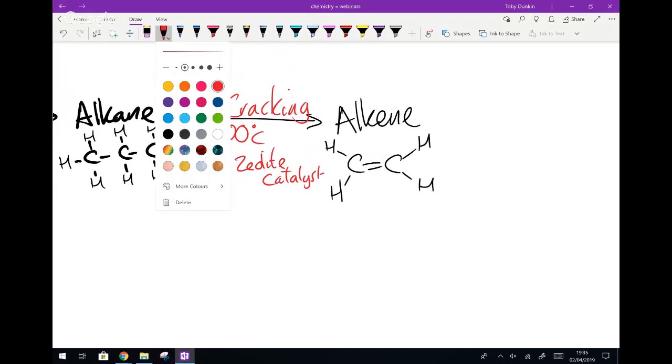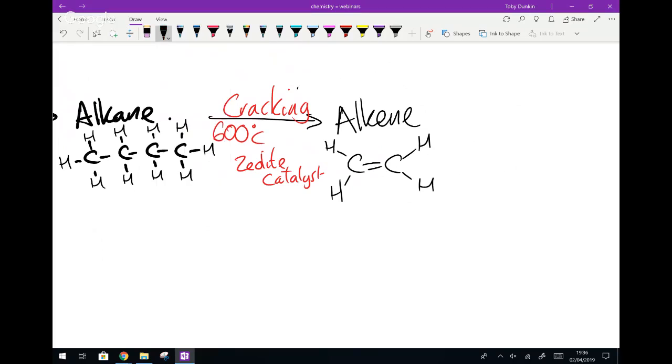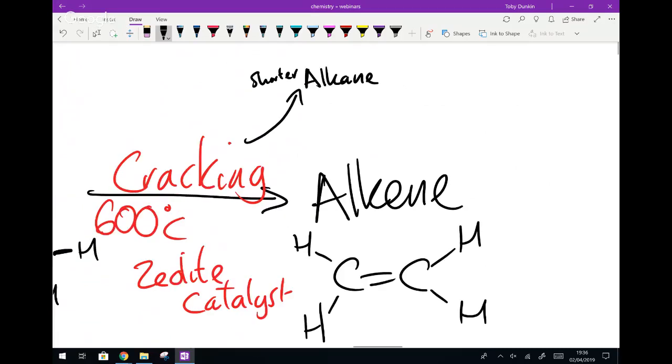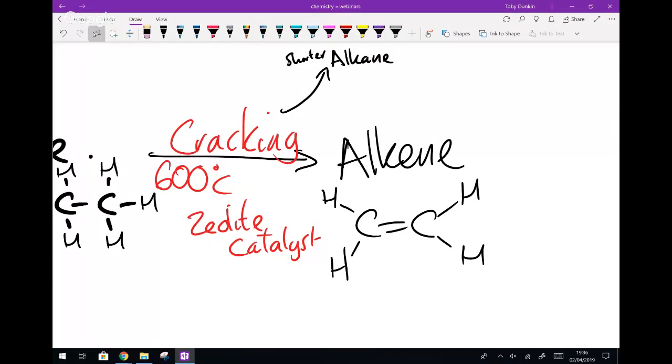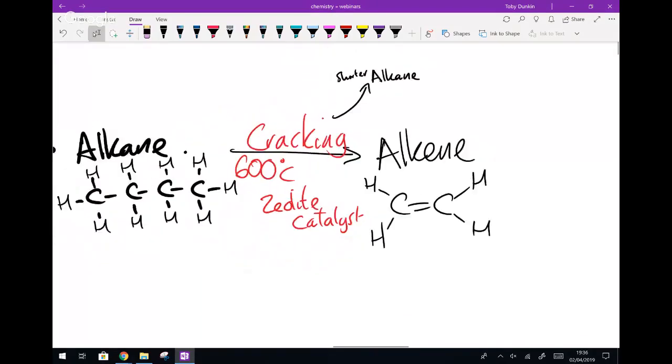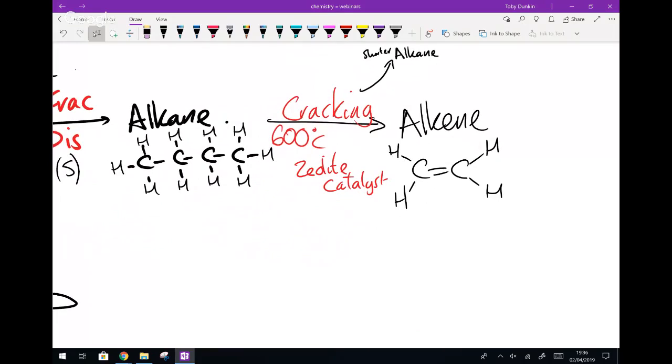What we also get, and what everyone else realizes here, is why do we perform cracking? We perform cracking because the supply of short chains is less than the demand. The supply is less than, yes. So we had to make more of it. So we took a long chain and we cracked it.